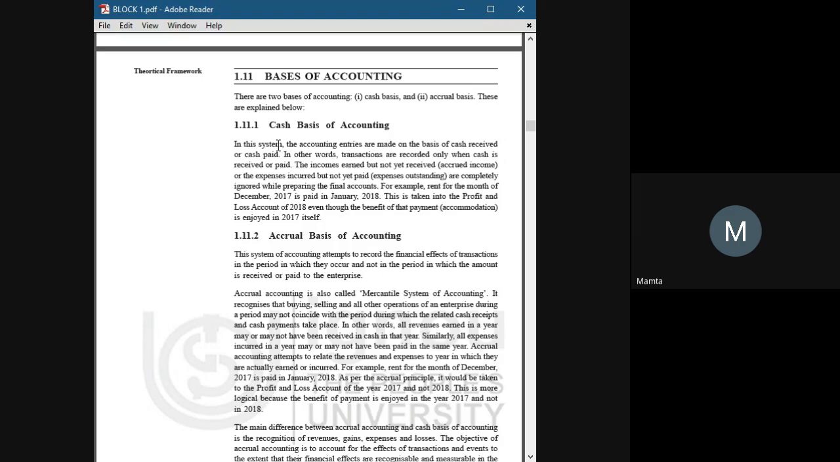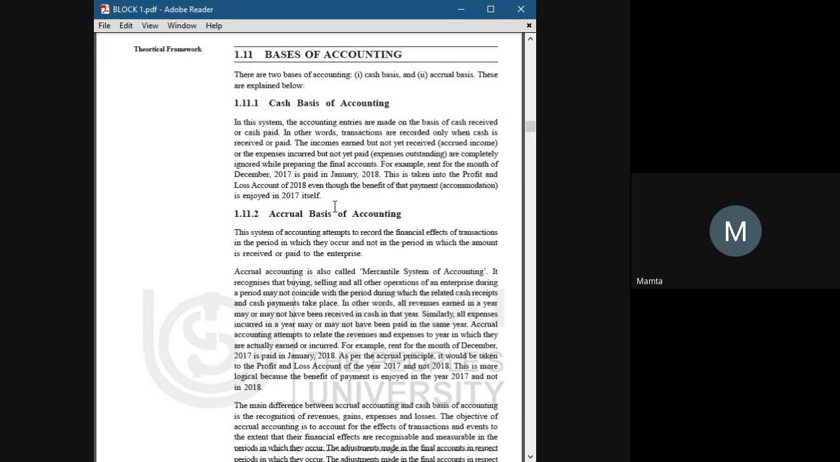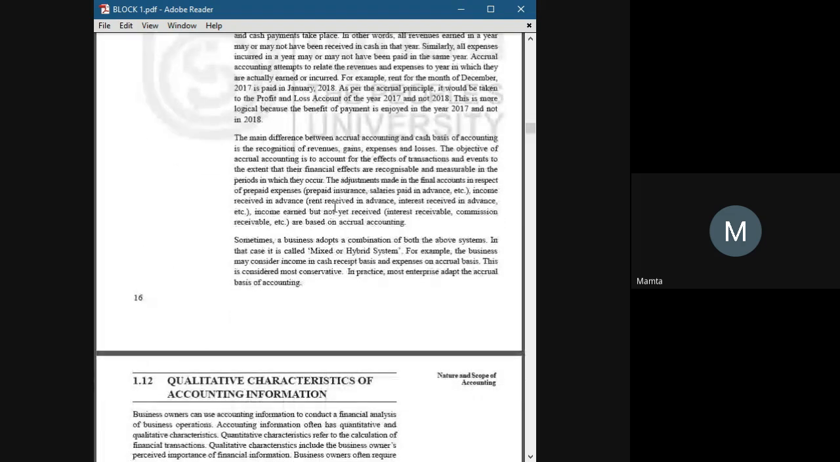Okay. In accrual basis of accounting, you record every transaction, either it is credit or cash, or it is a prepaid rent, or it is an outstanding salary. Everything you record in accrual basis of accounting. I guess it is clear.